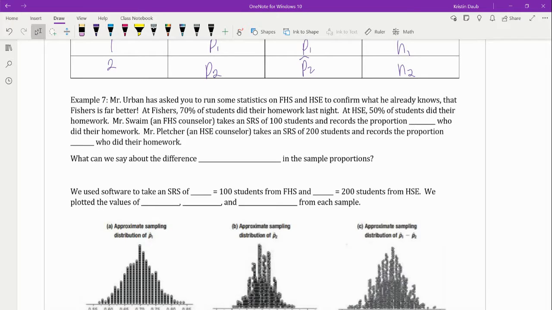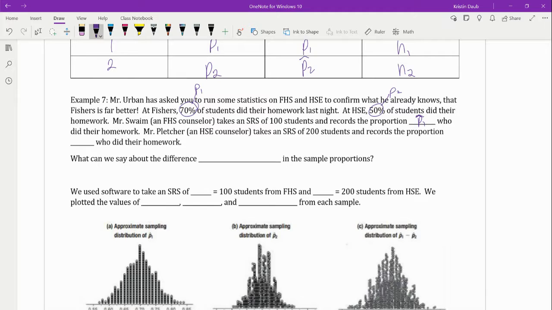Mr. Urban wants us to run some stats on FHS and HSC to confirm what he already knows: Fisher's is far better. So we have some information here about Fisher students and HSC students. Now the 70%, this is my P1. That is of everybody at Fisher's High School. I believe that 70% of them did their homework last night. That's P1. This is going to be P2, the actual proportion of students at HSC who did their homework. But Mr. Swaim is only going to take an SRS of 100 students. Since this is a sample, we'd be looking at P1 hat.